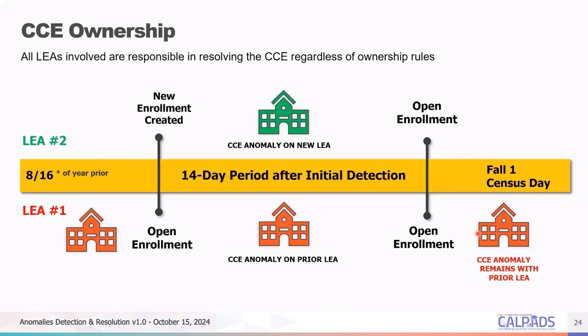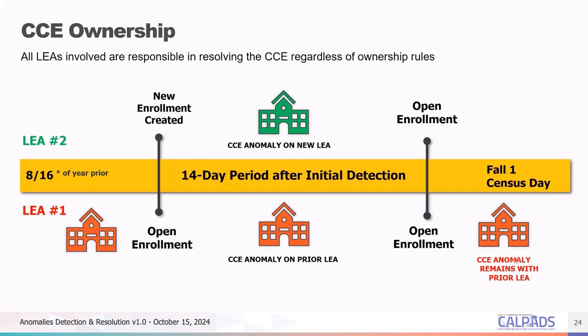So obviously, ownership boils down to having the most current SENR record in CalPADS, right? CalPADS will always give preference to the LEA with the newer enrollment record. And then, of course, after 14 days of overlapping enrollment, it will essentially give the onus of fixing a CCE to the original LEA involved.